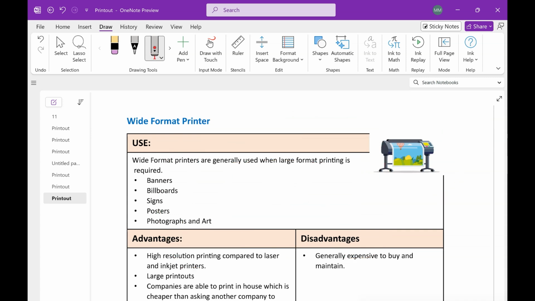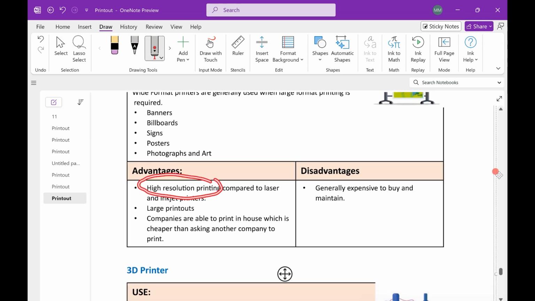So why is it preferred? What are the advantages? Very high resolution. However, very expensive. Another advantage is very large size. That's why we call them the eye-catchy advertisement method. From far away, you will see the poster. All the streets and big buildings and crossing bridges, you will find them everywhere. What printer do they use for them? The wide format printer. Very good.